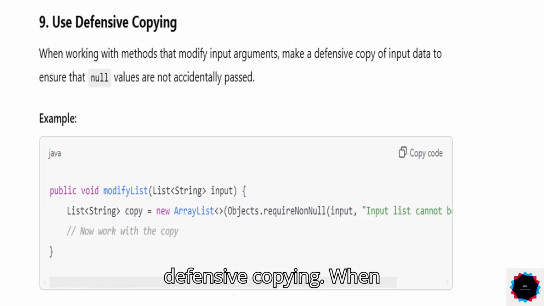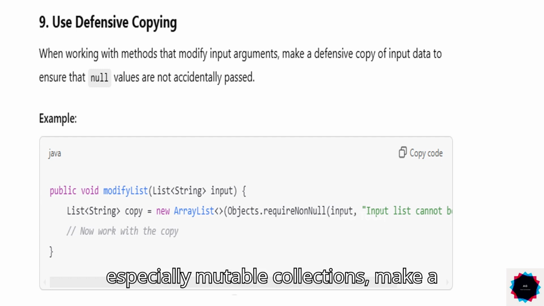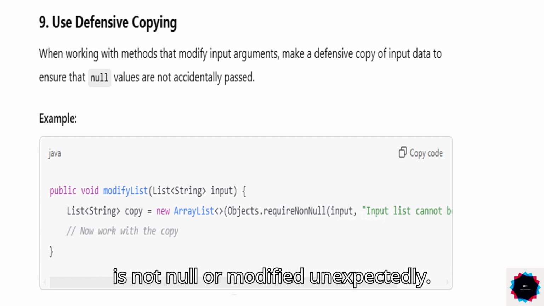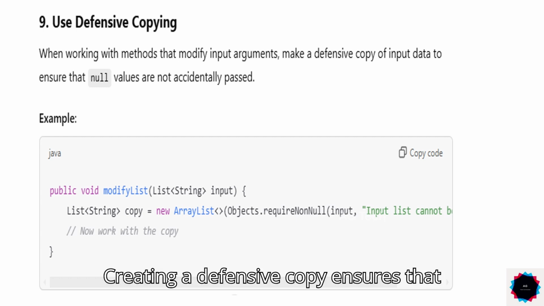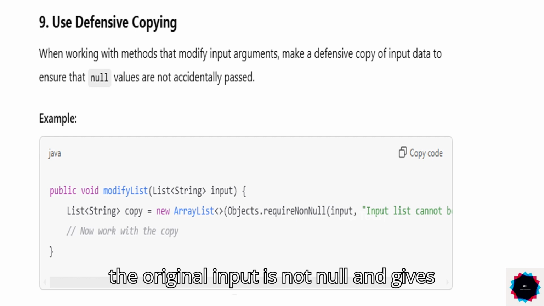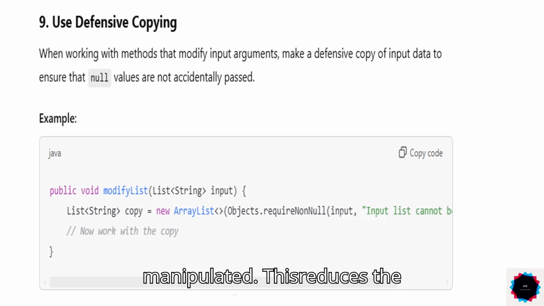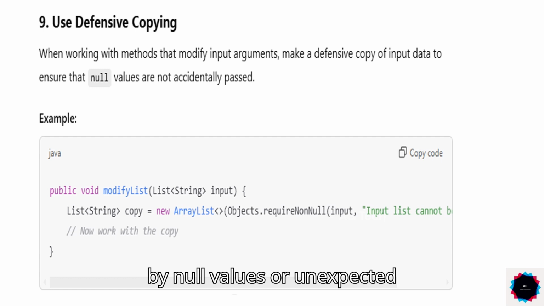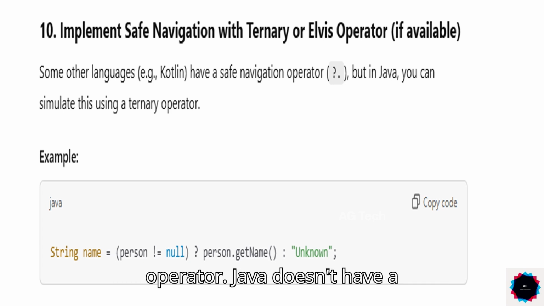9. Use defensive copying. When methods accept input parameters, especially mutable collections, make a defensive copy to ensure the input data is not null or modified unexpectedly. Creating a defensive copy ensures that the original input is not null and gives you a working copy that can be safely manipulated. This reduces the chances of null pointer exception caused by null values or unexpected modifications to input data.